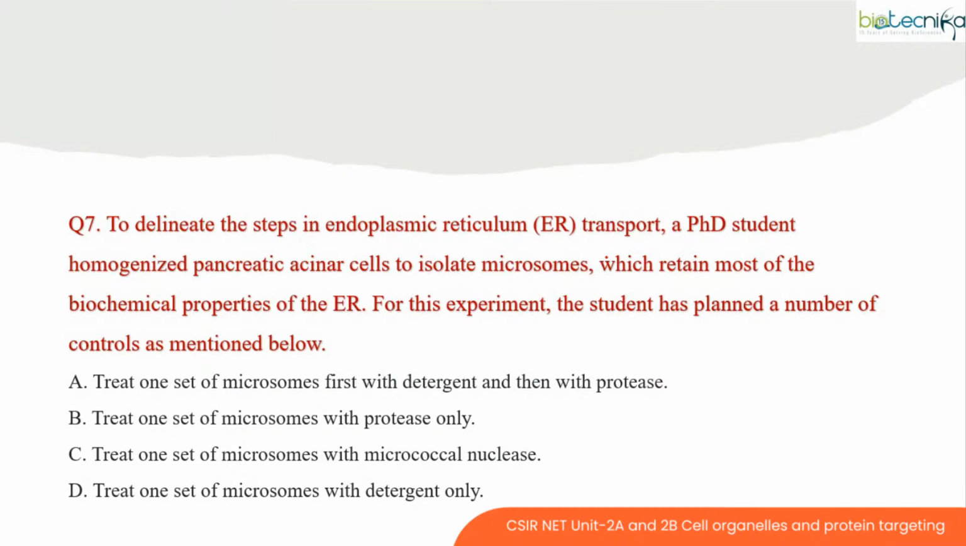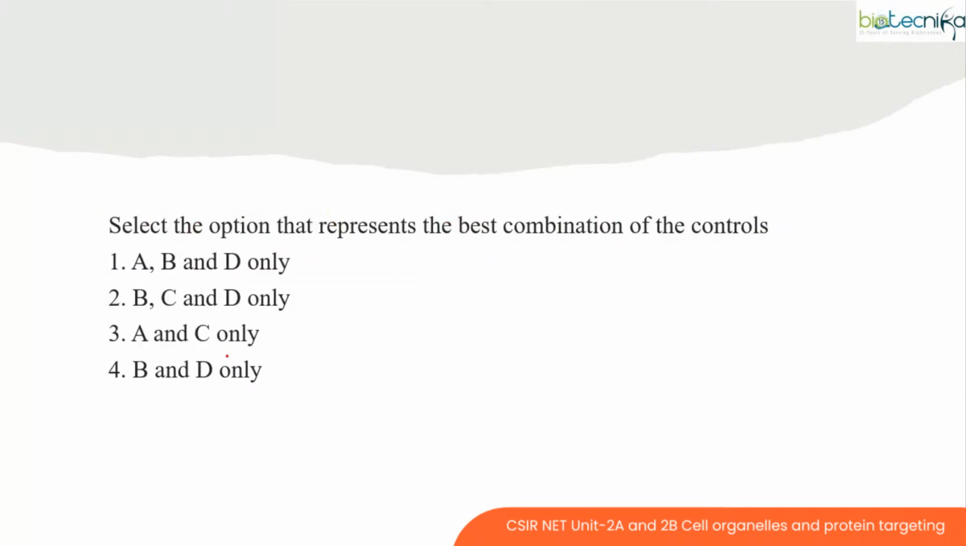To delineate the steps in ER transport, now this is an experimental question. A PhD student homogenized pancreatic SNR cells to isolate microsomes, which retain most of the biochemical properties of the ER. For this experiment, the student has planned a number of controls as mentioned below. Treat one set of microsomes first with detergent, then with proteases, or with protease only, or with nucleases, or with detergent only.